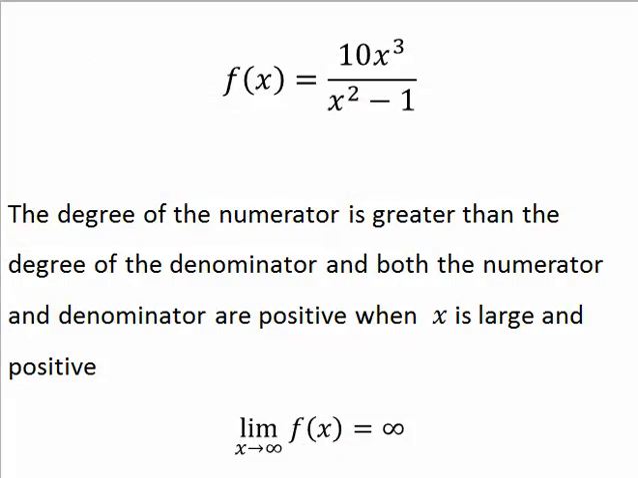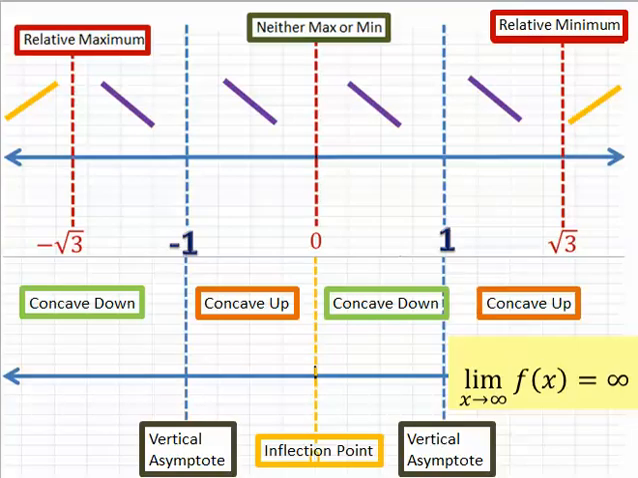What about end behavior? For that, we look at the degree of the numerator and the denominator. The degree of the numerator is greater than the degree of the denominator. Also, the numerator and the denominator are both positive when x is large. So as x goes to infinity, the function goes to infinity. And after radical 3, the function will just continue to grow and grow and grow.